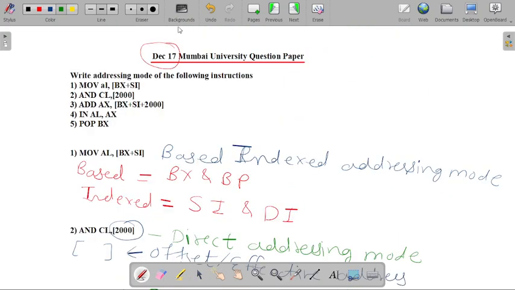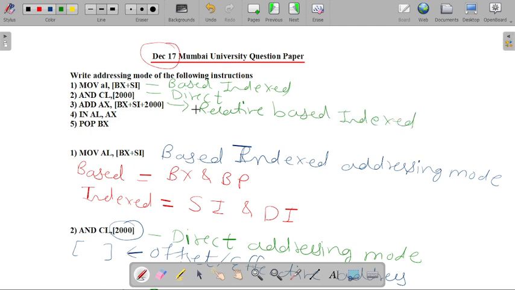So the answer for our first question is base index addressing mode. Then for the second question, that is called a direct addressing mode. The third one is relative base index addressing mode. The answer for our fourth question is indirect input output addressing mode. And for the fifth one, that is the register addressing mode. So these 5 questions are asked for 5 marks in the December 17 MU question paper.